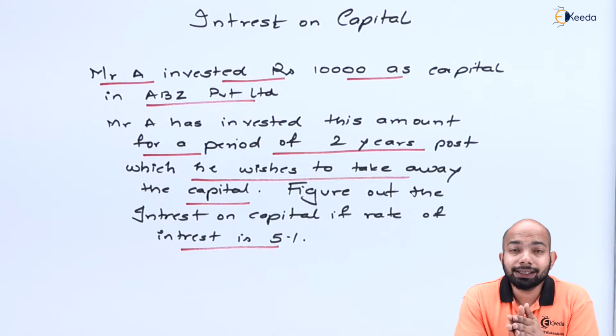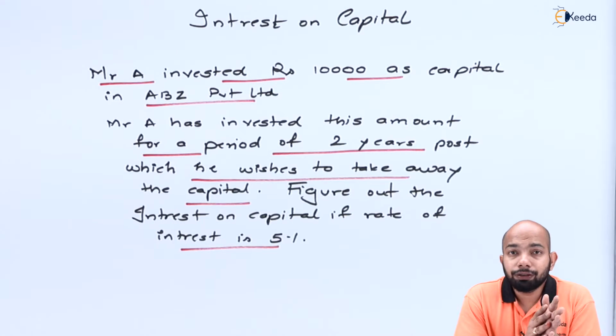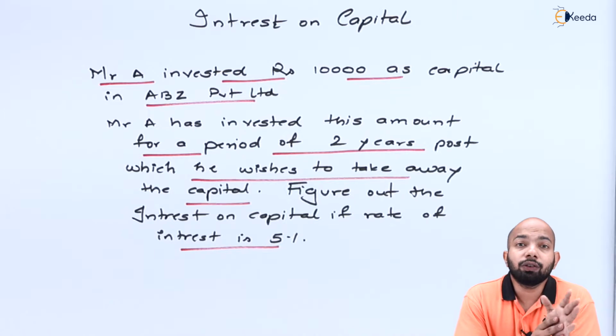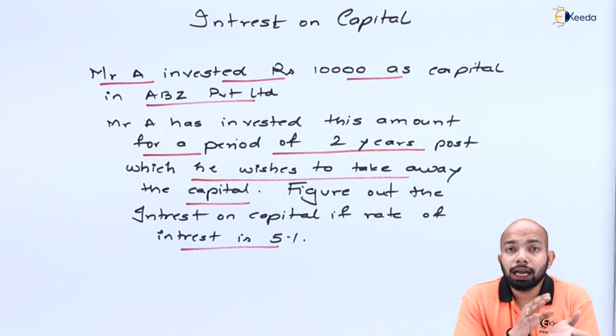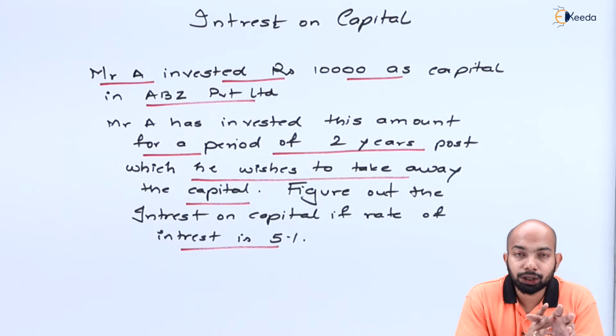Mr. A has invested this amount for a period of 2 years, as mentioned here, after which he wishes to take out the whole amount as a drawing. Now what we need to figure out is the amount of interest that the business will pay him for 2 years if the rate of interest is 5%. This is what we have to figure out. So it is a simple calculation, as the period of joining has been mentioned here.